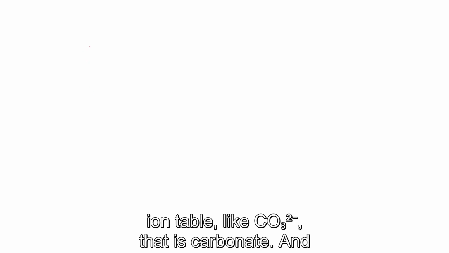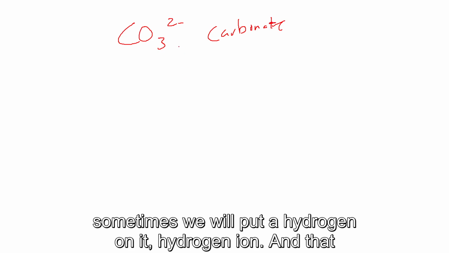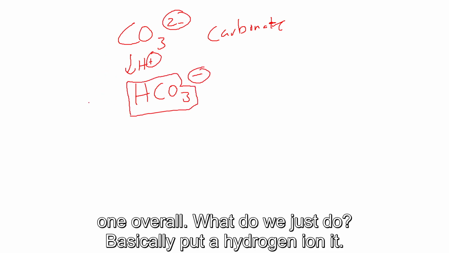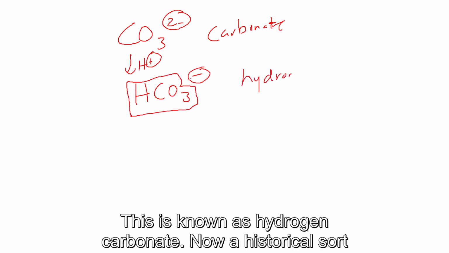Other things that you'll see on that polyatomic ion table, like CO3 2 minus, that is carbonate. And sometimes we will put a hydrogen on it, hydrogen ion, and that gives us HCO3 minus. Minus 2 plus 1 leaves us a minus 1 overall. What do we just do? Basically put a hydrogen ion on it. This is known as hydrogen carbonate.